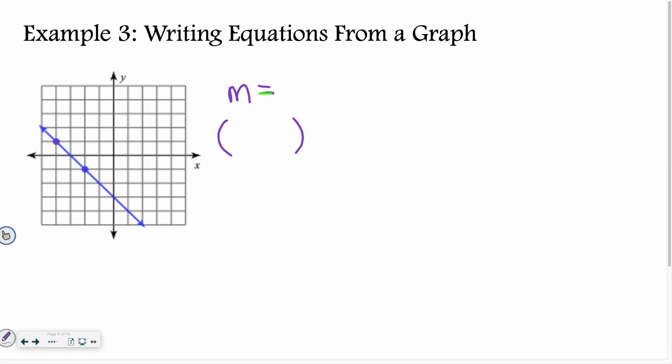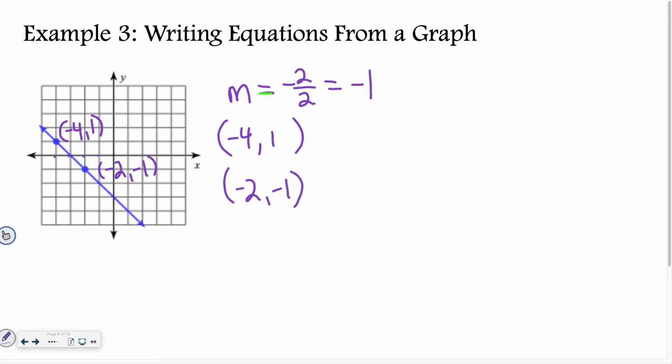If I go from the left point to the right point, I go down 2, and then I go positive 2. So negative 2 over 2, which equals a negative 1. And then my point. You have a couple of options here. You can either use the far left point, which is negative 4, positive 1, or you could say negative 2, negative 1. Okay, so you have two different options that you can use for this equation.